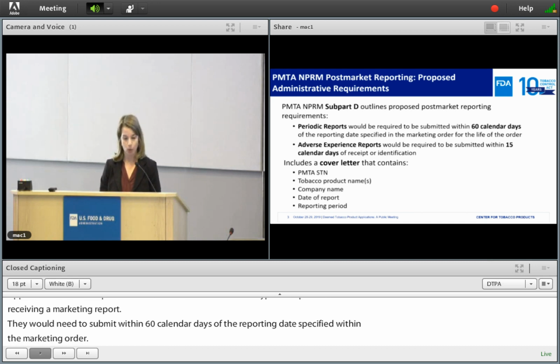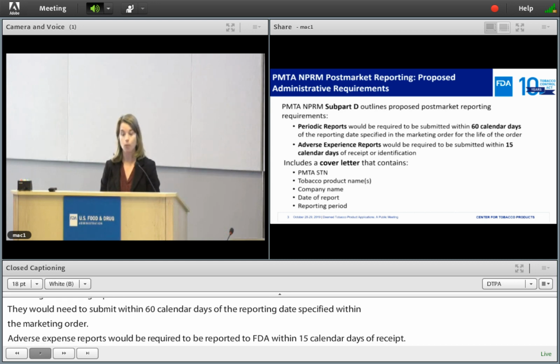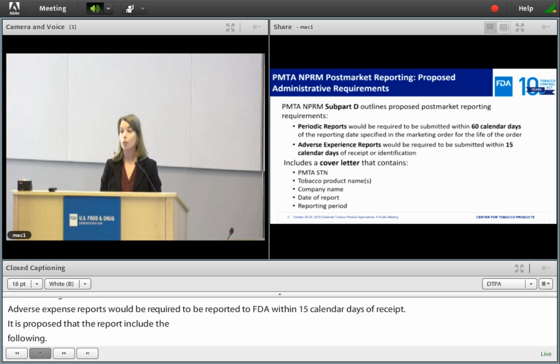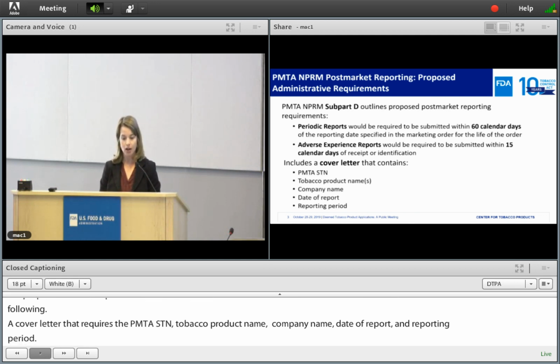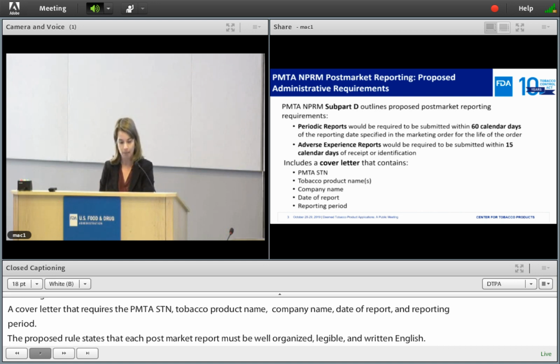It is proposed that the report include the following: a cover letter that contains the PMTA STN, tobacco product name or names, the company name, date of report, and the reporting period. The proposed rule states that each post-market report must be well organized, legible, and written in English. Documents that have been translated from another language into English, such as original study documents written in a language other than English, must be accompanied by the original language of the study documents, as well as a signed certificate from the manufacturer certifying that the English language translation is complete and accurate.